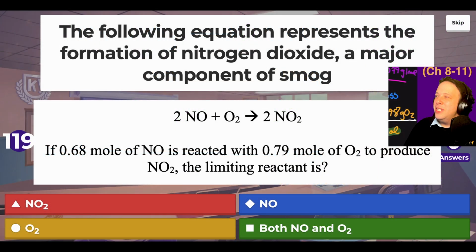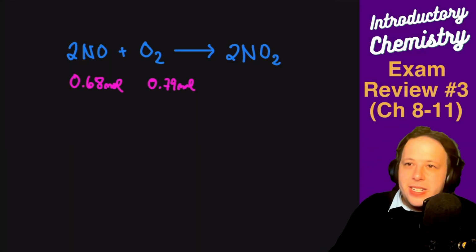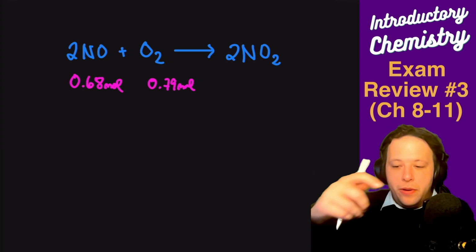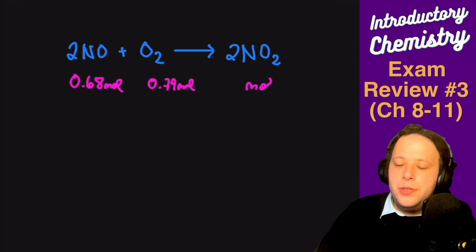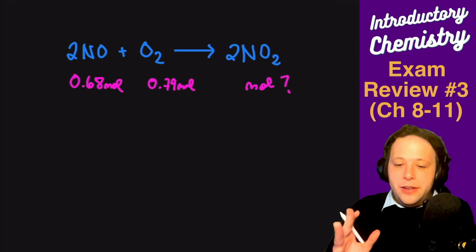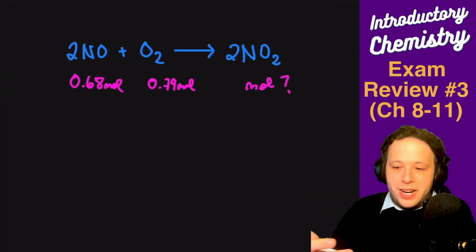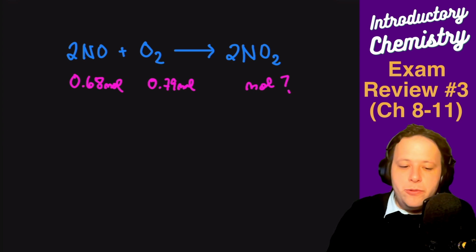We have the following equation that represents the formation of nitrogen dioxide. It's a major component of smog. If 0.68 moles of NO is reacted with 0.79 moles of O2 to produce NO2, what is the limiting reactant? So this one, we have a limiting reactant problem. It's similar to the one that we did earlier, not the last problem, but the one before that. So what we need to do is find the number of moles of NO2, but we need to do it with each starting reactant and figure out which one will run out first.